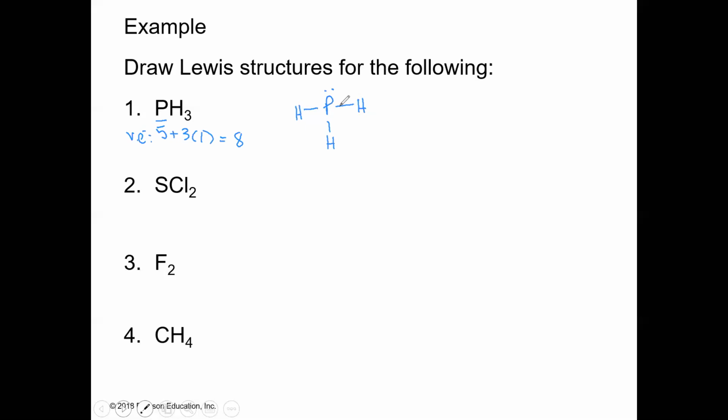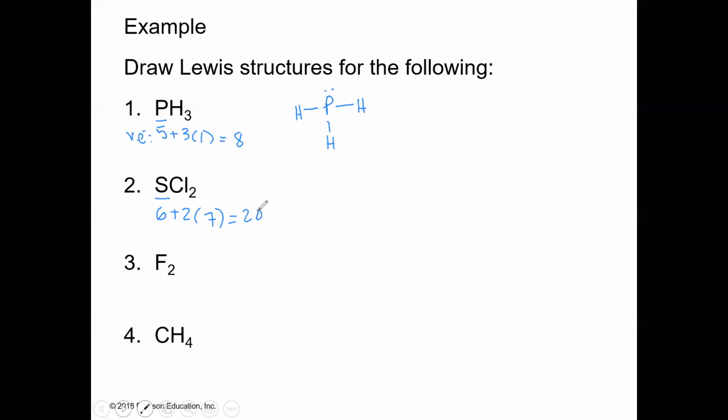Let's see for SCl2 how many valence electrons we need. From our sulfur, we have 6 valence electrons. For each of our 2 chlorine atoms, we have 7 valence electrons. So in total, we have 20 valence electrons.